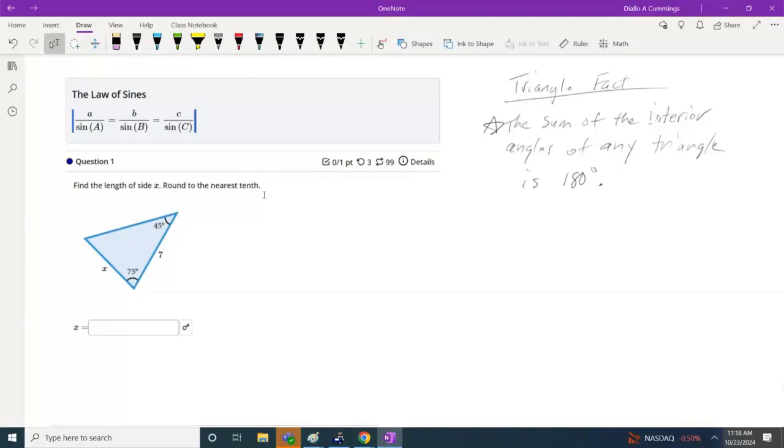The first thing I'm going to notice is that if I look at my triangle, I have 2 angle measures, and it's possible to find the third angle measure by using that sum formula, which says that all angles of any triangle add up to 180. So that's the first step. I'm going to find the unknown angle using the sum formula.